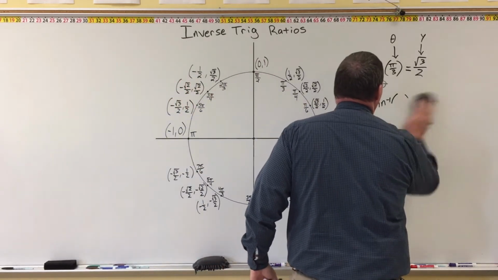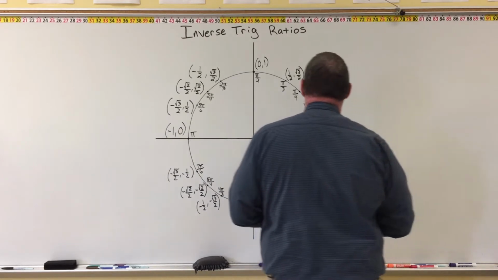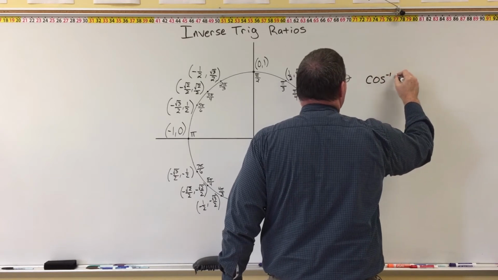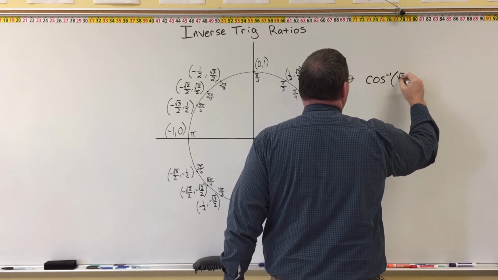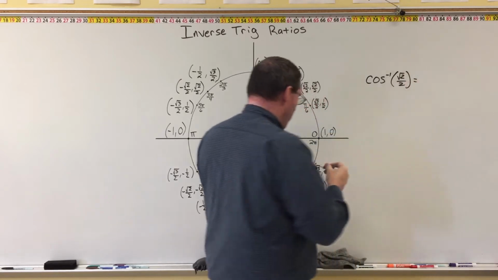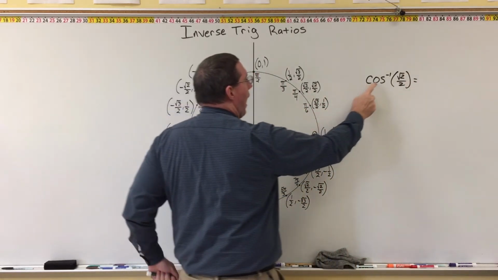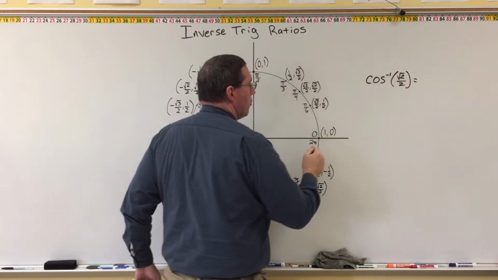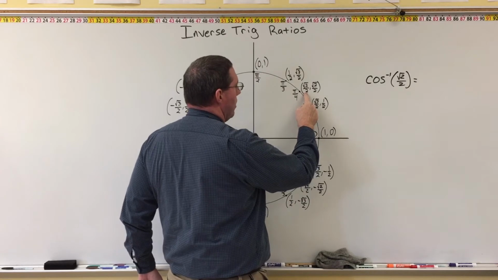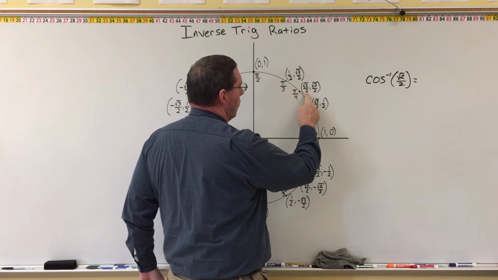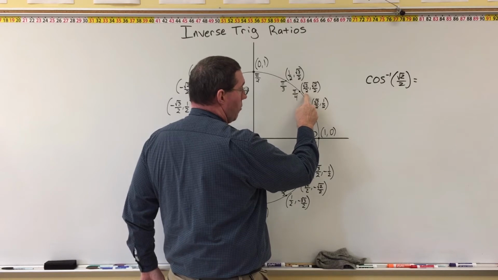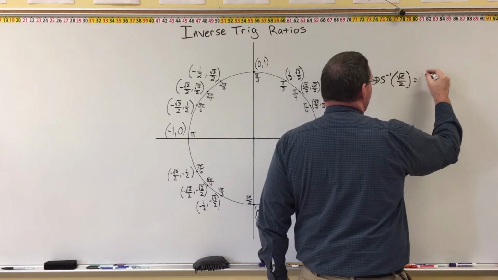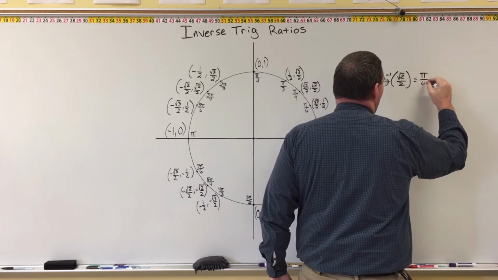Let's do a cosine. So let's say, what is cosine inverse of square root of 2 over 2? This is saying what angle measure has an x coordinate of square root of 2 over 2? Well, here's square root of 2 over 2, right? And the angle measure with an x coordinate of square root of 2 over 2 is pi over 4. Therefore, the answer to cosine inverse of square root of 2 over 2 is pi over 4.